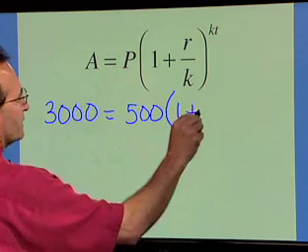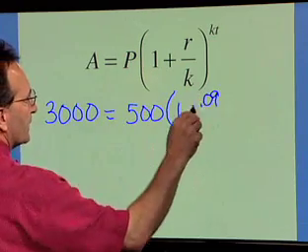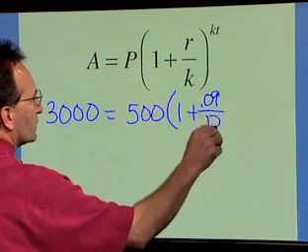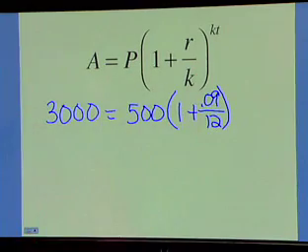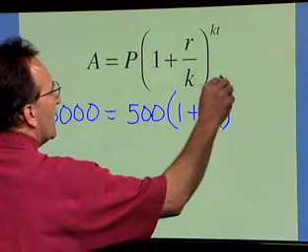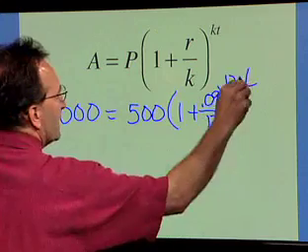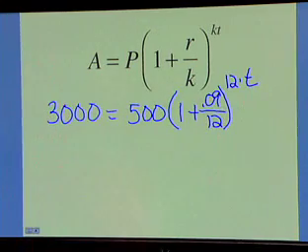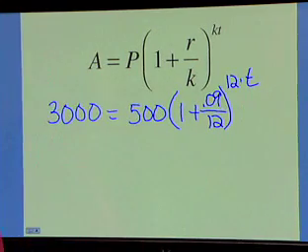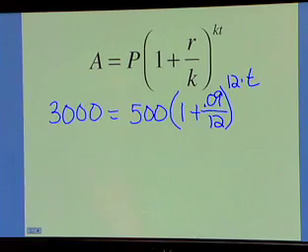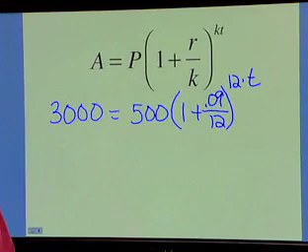1 plus the interest rate of 9%, so that's 0.09 over 12 because it's compounded monthly, so 12 times a year. And again, 12 times t, which is the variable, and we're looking for how many years it will take to accumulate to 3,000.